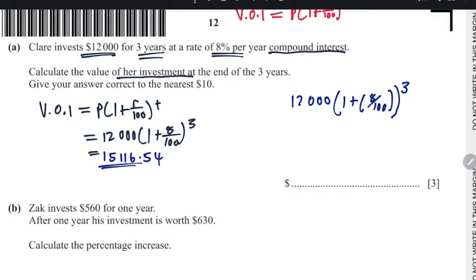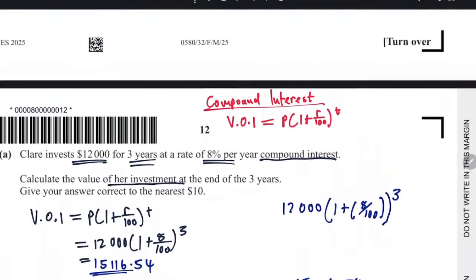$15,116.54. So you always put the dollars and the cents. You put the dollars and the cents and you are done. So it's 15,116 dollars and 54 cents. Can you hear me, Joseph? Joe?